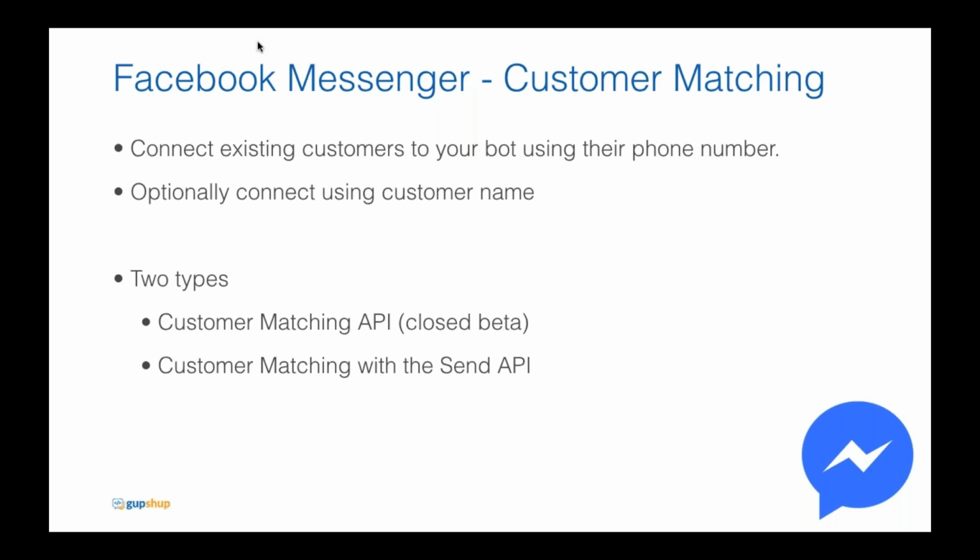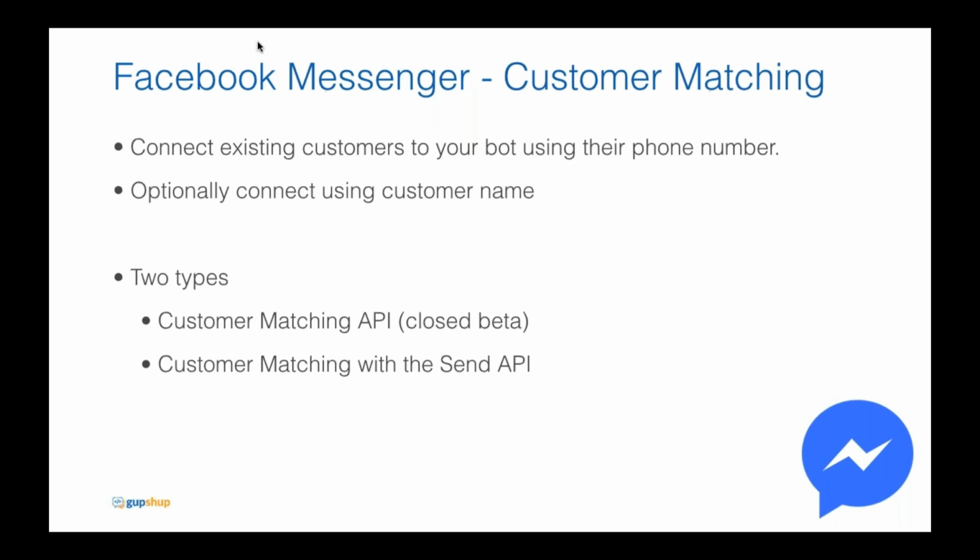There are roughly two types of customer matching APIs that Facebook offers. One is called customer matching API, which is a closed beta. You'll have to write to Facebook to get access permission for this. What it does is it allows you to do that particular operation without actually sending a message. There's also customer matching with the send API, which is what is open to the public and which is what we'll be talking about today.